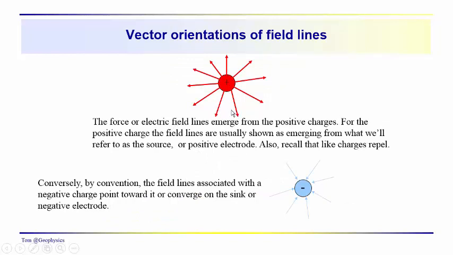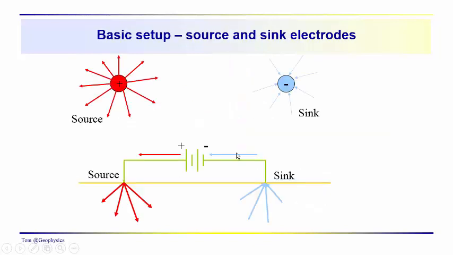By convention, we have field lines emerging from positive charges and field lines converging on the negative charges. And that should look pretty familiar to you from your basic physics. And remember, like charges repel. And so two negatively charged particles are going to push each other away. A negative and a positively charged particle are going to be attracting each other.